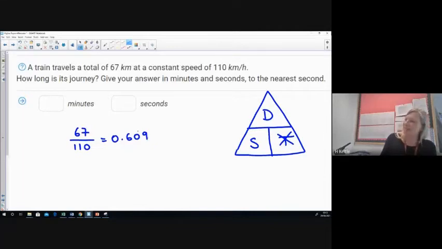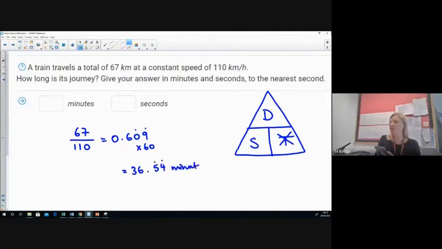0.609. But that's currently going to give me the time in hours. So that's currently saying that it's about 0.609 hours. Okay, so if we want that in minutes, we need to times that by 60. So if I times that by 60, I get 36.54 minutes, which is fine for the minutes.